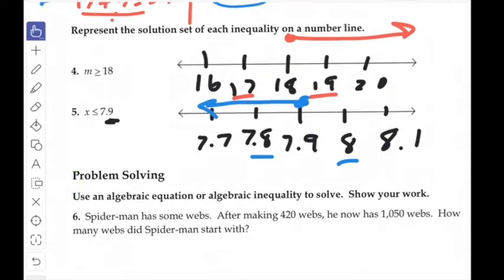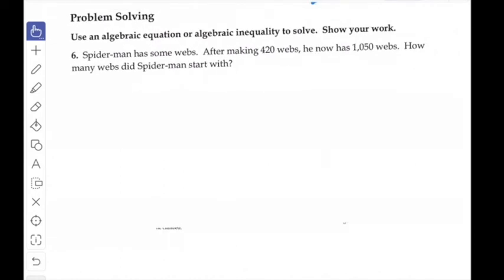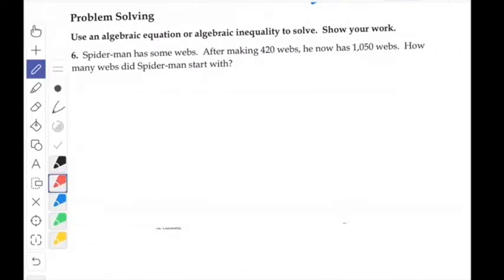Okay, next one. Spider-Man has some webs. Okay, so when I start this, I already know that, well, let's read the whole question first.